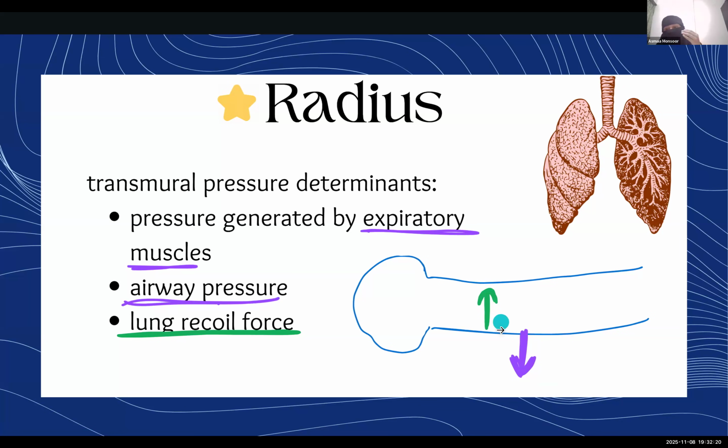The lung recoil is the pressure, or the force, that makes the lung collapse on itself and become one big mush. Okay? So the lung wants to recoil and become this one big mush. However, the airway pressure, or the pressure of air inside the tubules or inside the bronchi, and the pressure created by the muscles extending the bronchi, both of these will keep it open. So there is this fight between these two pressures, and they balance each other and make what you call a transmural pressure. Okay?